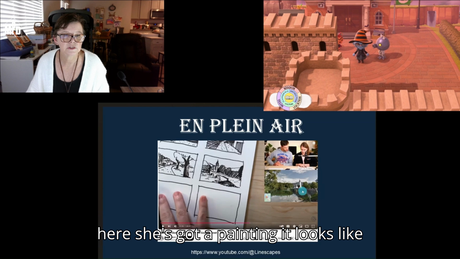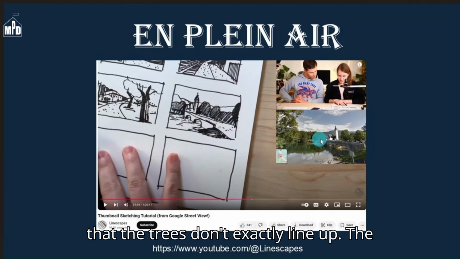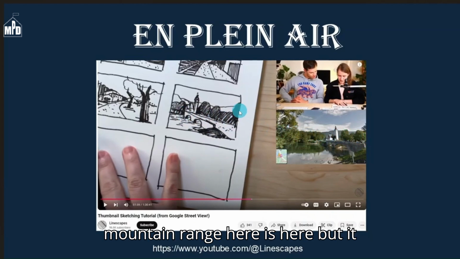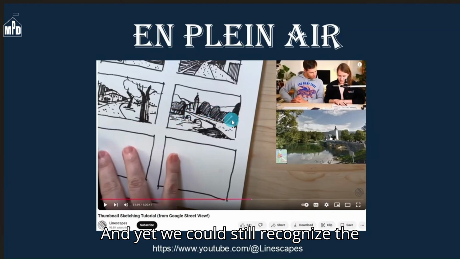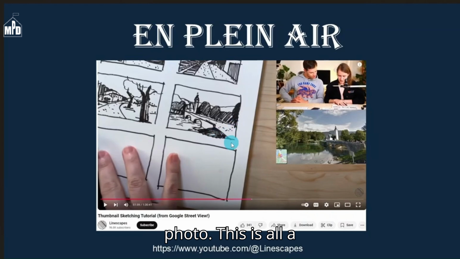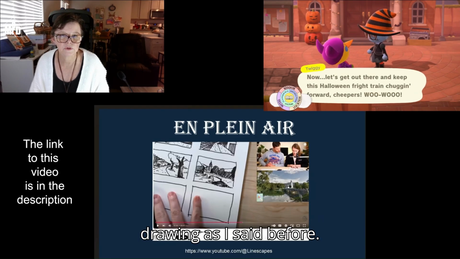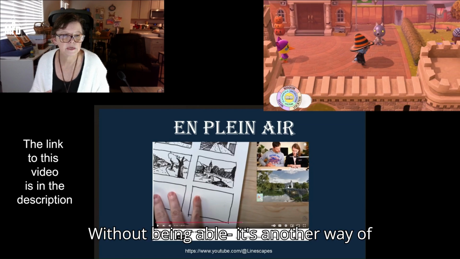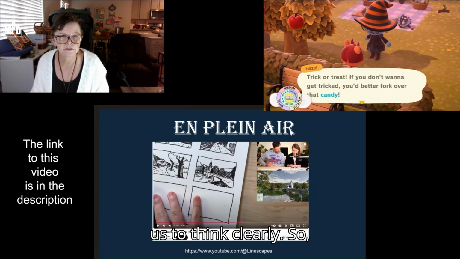And you see here, she's got a painting that looks like a church and a bridge. And you see that the trees don't exactly line up. The mountain range here doesn't really exactly line up here. And yet we can still recognize the drawing is a representation of this photo. This is all a learned thing, and I think we don't teach enough about drawing, as I said before. It's another way of sorting out information, and it helps us to think clearly.